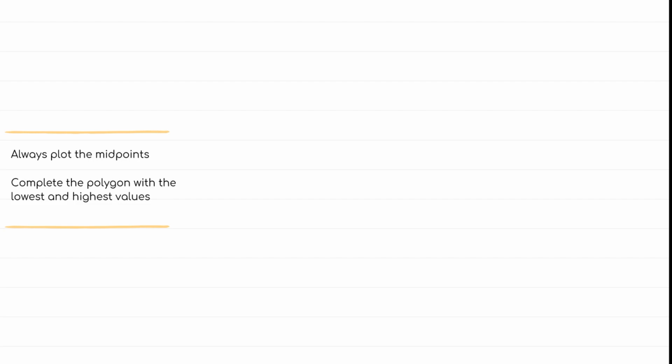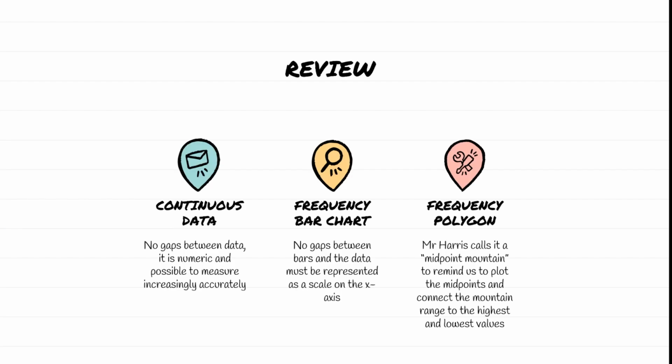What I really want you to do is realise that we are focusing fully on completing your frequency polygons by plotting the midpoints and plotting the highest and lowest values. This should make, if you use a ruler and pencil, straight lines, it should make a nice little mountain range effect.